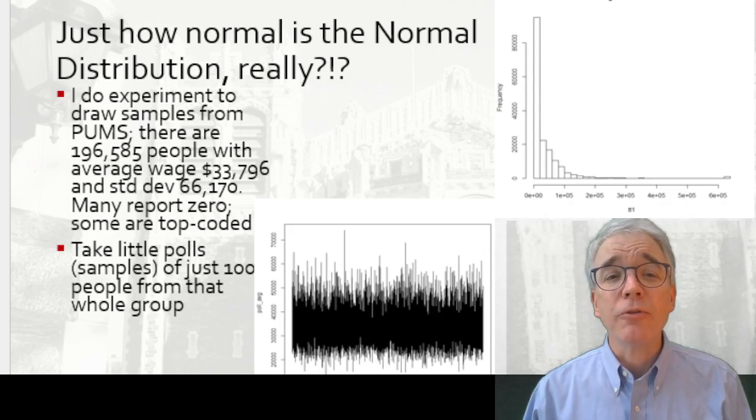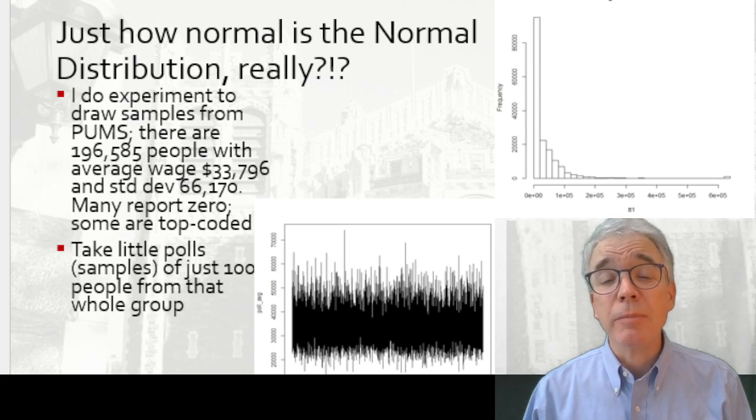I formed little polls, sampling 100 people out of that 200,000 group. I calculate the average within that little tiny poll of 100 people, and I plot those in the black bars down at the bottom. Now you can see that, yes, somewhere a little above 30,000 is actually a pretty common outcome, even with just 100 people.